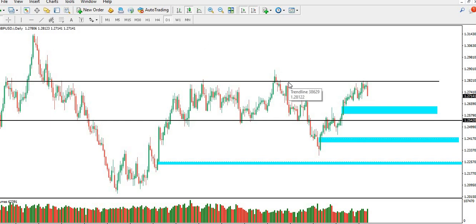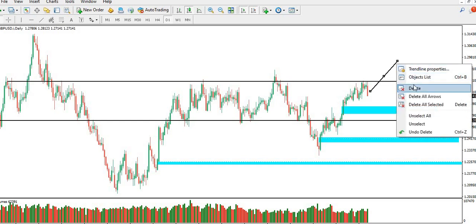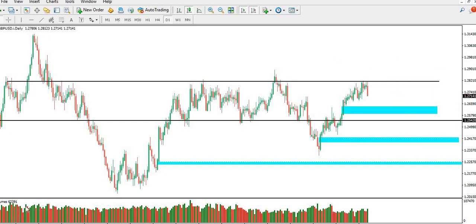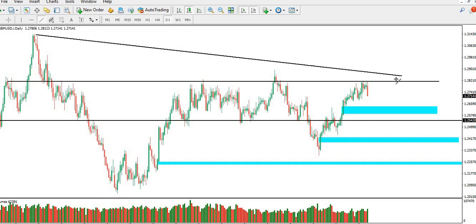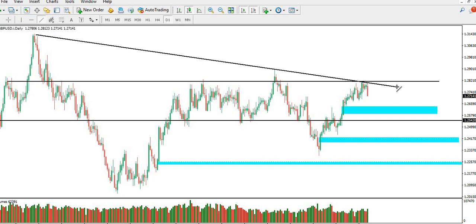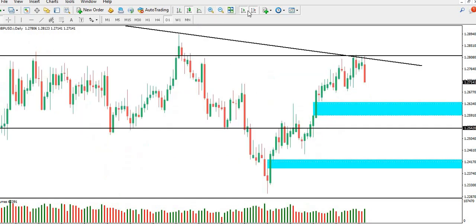We saw last week what happened. The NFP data came out and it compelled the cable to move to the downside because the NFP data was too positive, which is a bearish sign for this pair. Let's pull out the trend line and we will draw a trend line in the daily time frame, completely aligning with the market.